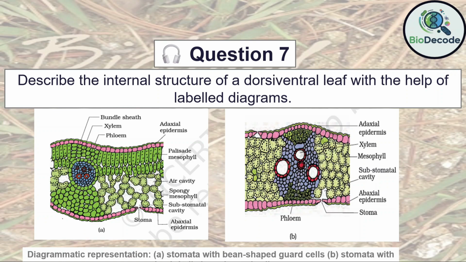The transverse section of a dorsiventral leaf shows the upper and lower epidermis enclosing the mesophyll region. Palisade cells appear elongated and tightly arranged below the upper surface, while the spongy parenchyma with air cavities lies beneath them. Vascular bundles are centrally located with xylem facing upwards and phloem downwards.